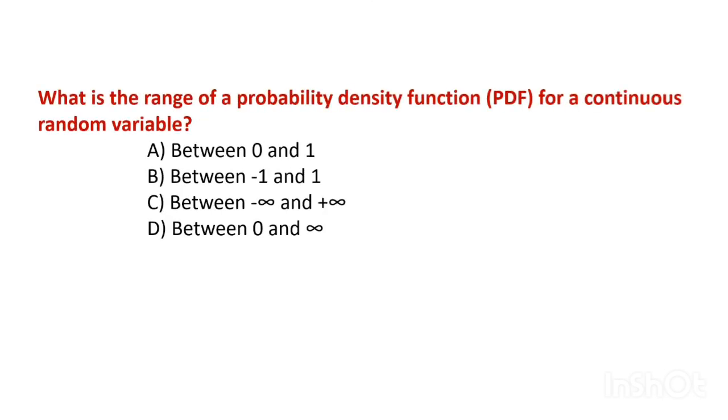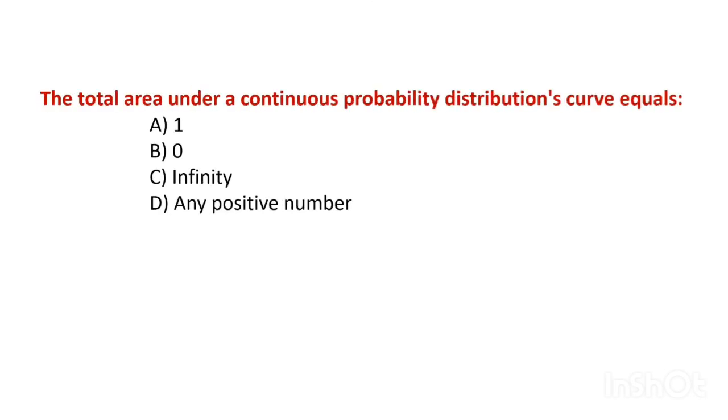What is the range of a probability density function for a continuous random variable? A probability density function's values range between 0 and 1, representing the probabilities that must be between these two bounds. Therefore, the correct answer is A, between 0 and 1.